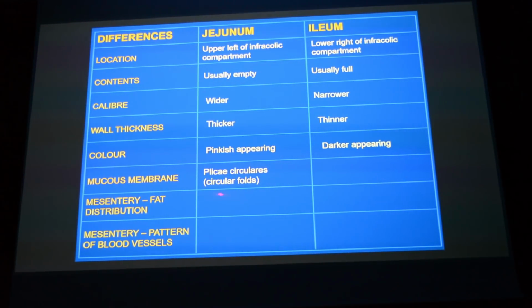Mucous membrane, plicae, we have seen that. Plicae circulares or circular folds. And then you have Peyer's patches. Are we good with that?